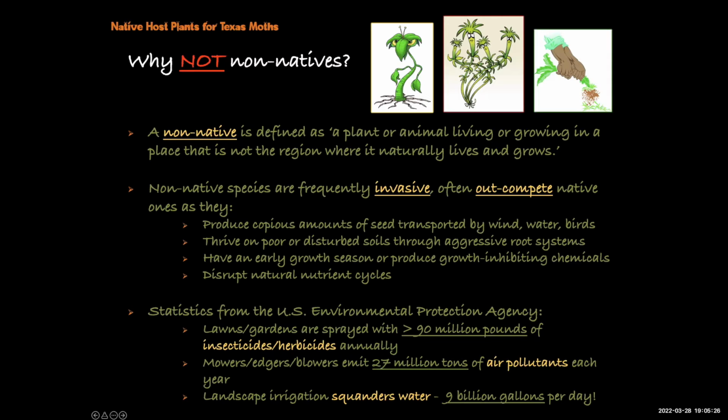One interesting thing to note, the U.S. Environmental Protection Agency says that all of our non-native plants that we use in our lawns and gardens are sprayed with over 90 million pounds of insecticides and herbicides every year. The mowers, edgers, and blowers that we use emit 27 million tons of air pollutants each year, not to mention being very noisy. And landscape irrigation squanders water. That water is generally drinking water, 9 billion gallons per day. And if we plant natives, we won't need most all of those things.